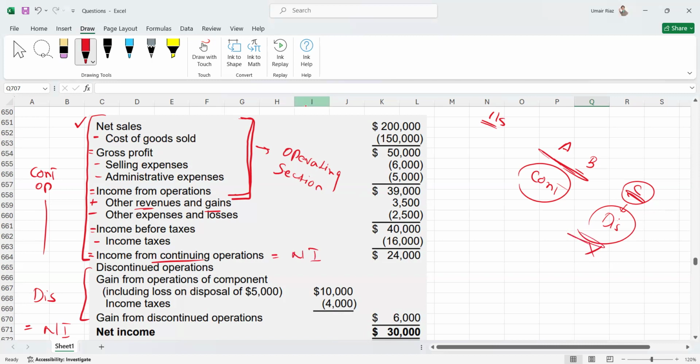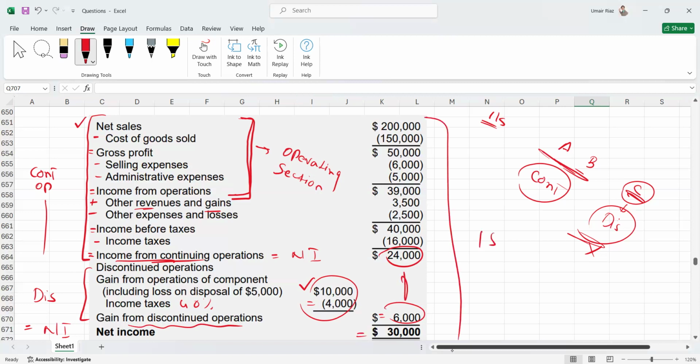Then whatever gain or loss we have from the discontinued operation, every value we write net of tax. For example, we have a gain of 10,000 and let's assume tax is 40%. So 10,000 minus 40% tax, which is 4,000, so 10,000 minus 4,000 becomes 6,000 net of tax. Please remember, whenever we write any value for discontinued operations, we always write post-tax, net of tax. So this was our income from continued operations, and this is our gain from discontinued operations. Once we add these two values, this is called net income, and this is called your income statement.